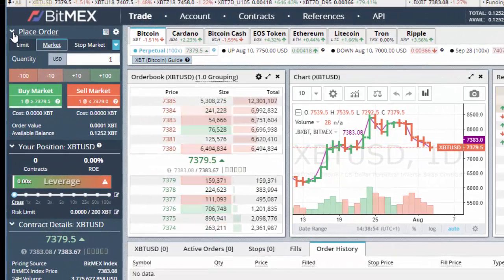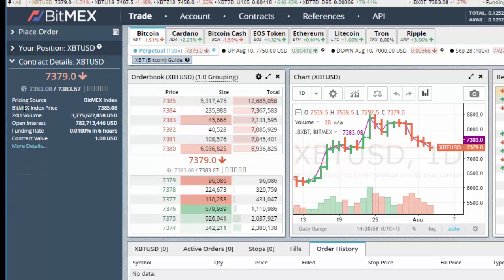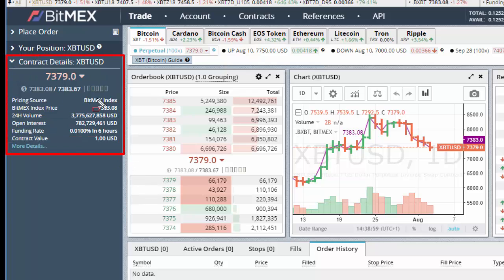But now let's move over to the left hand side. I'm just going to close up these two panels here just to remove a bit of confusion, and we'll have a look at this one where we've got contract details, and this ties in with the selection of the market we wanted to trade in the first place. It just gives you more details. It shows you the pricing, where it comes from, the index price, the volumes for the last 24 hours, the open interest, that's the number of contracts that are open, and then the funding rate, which I'll come to in a moment, and then the value.